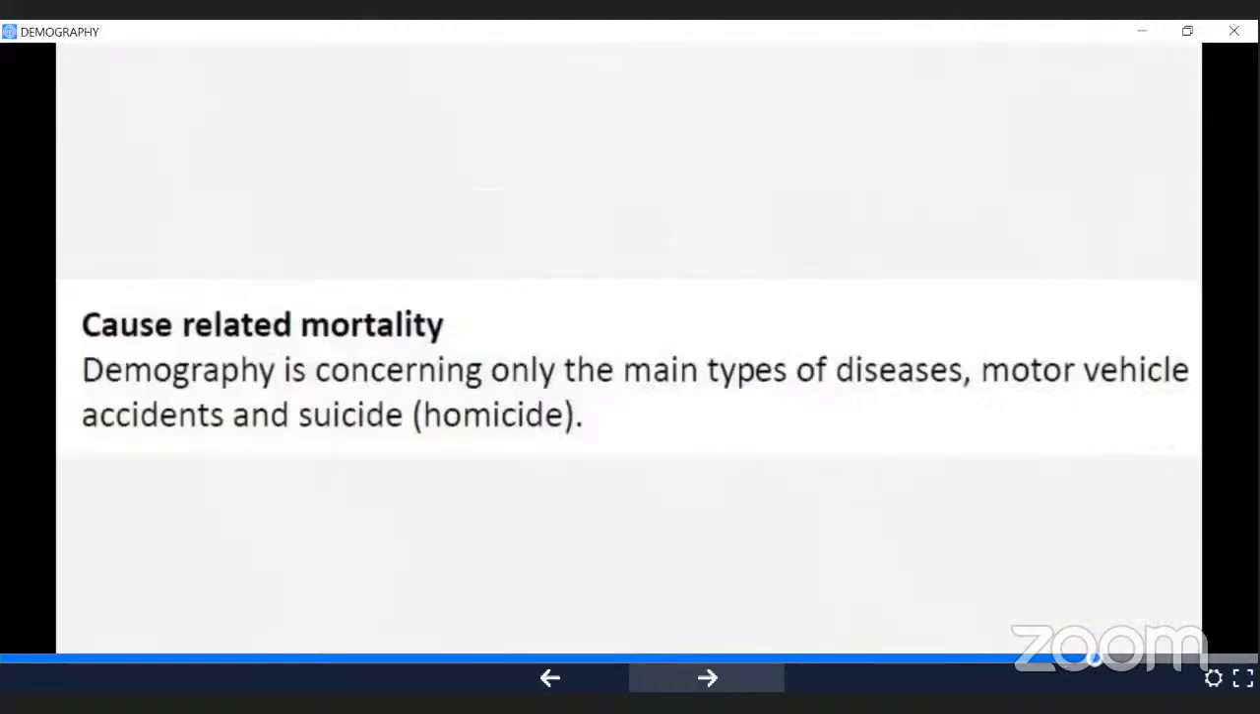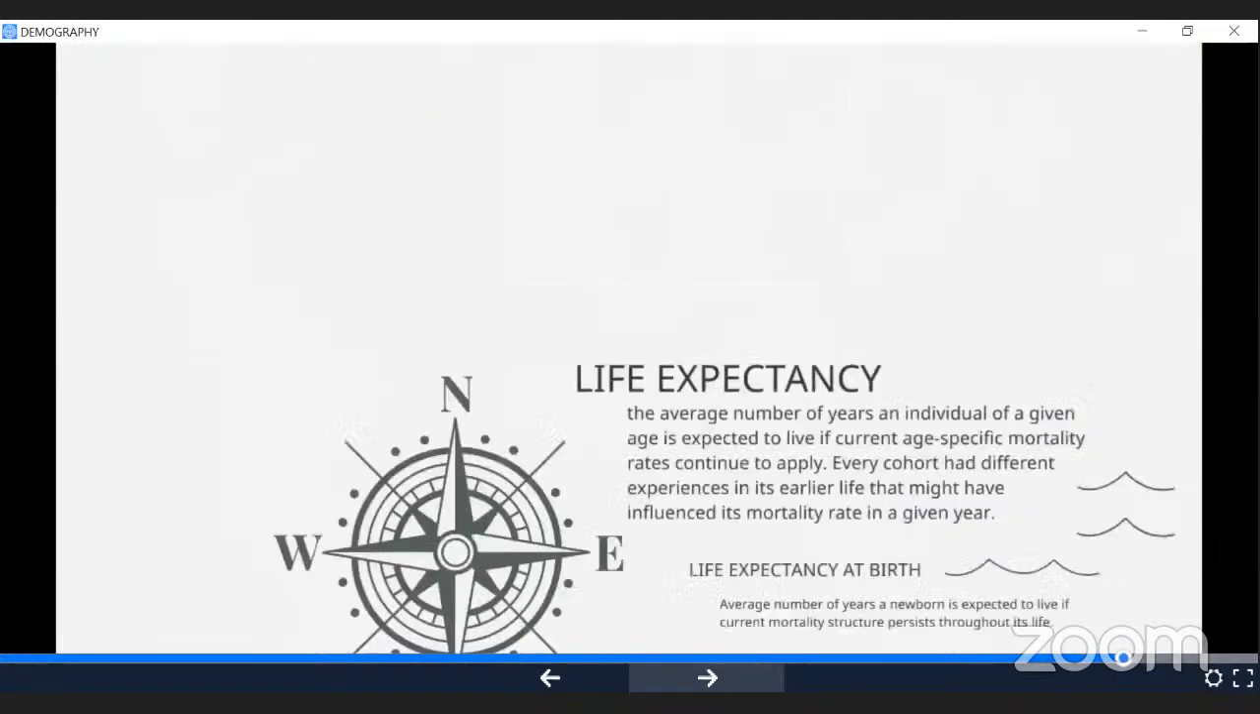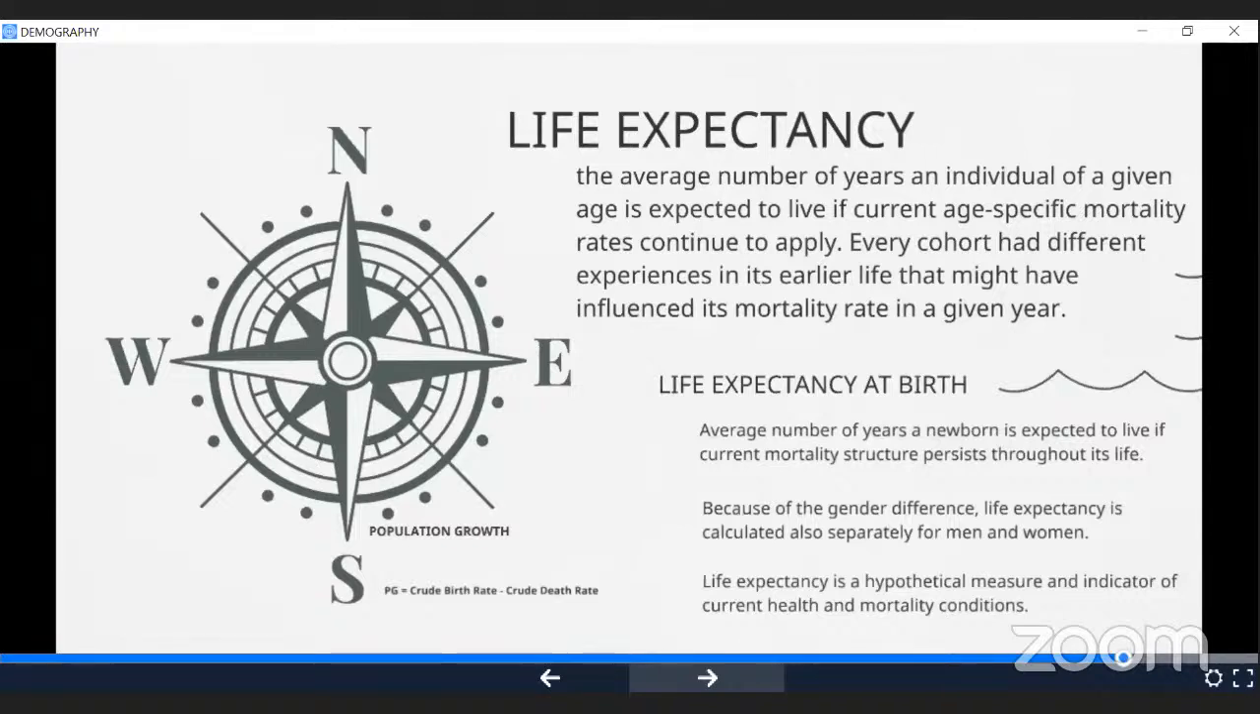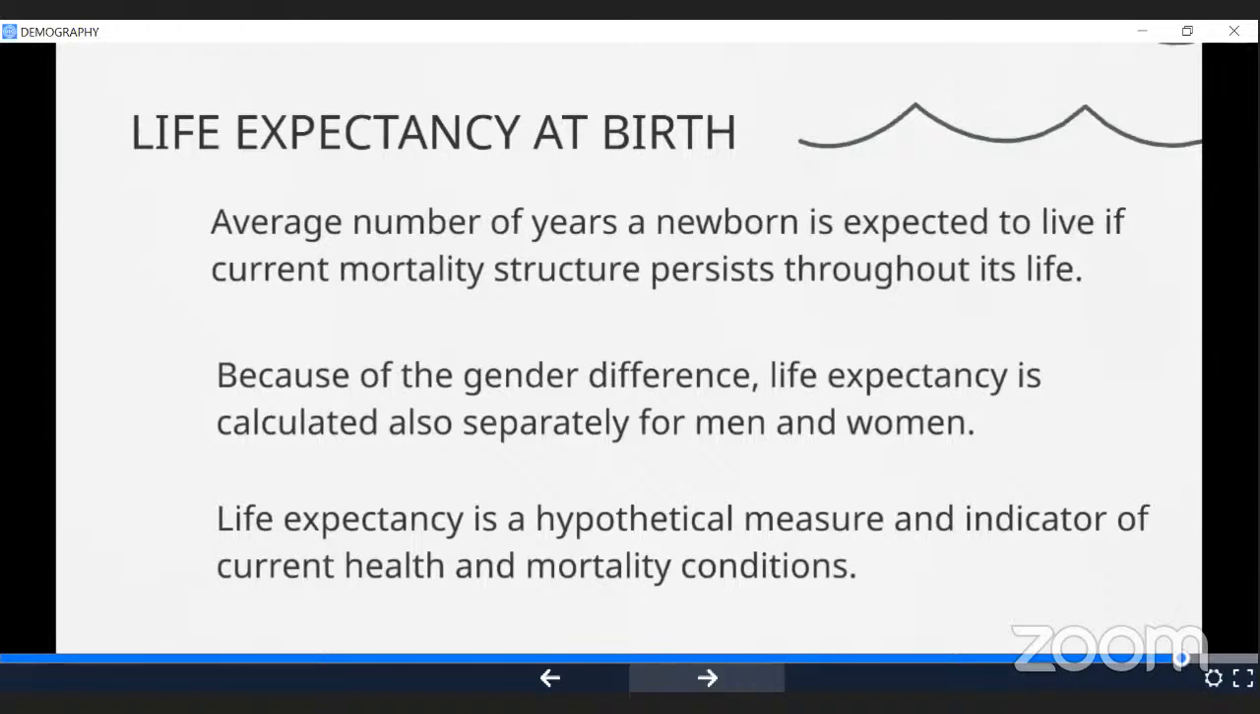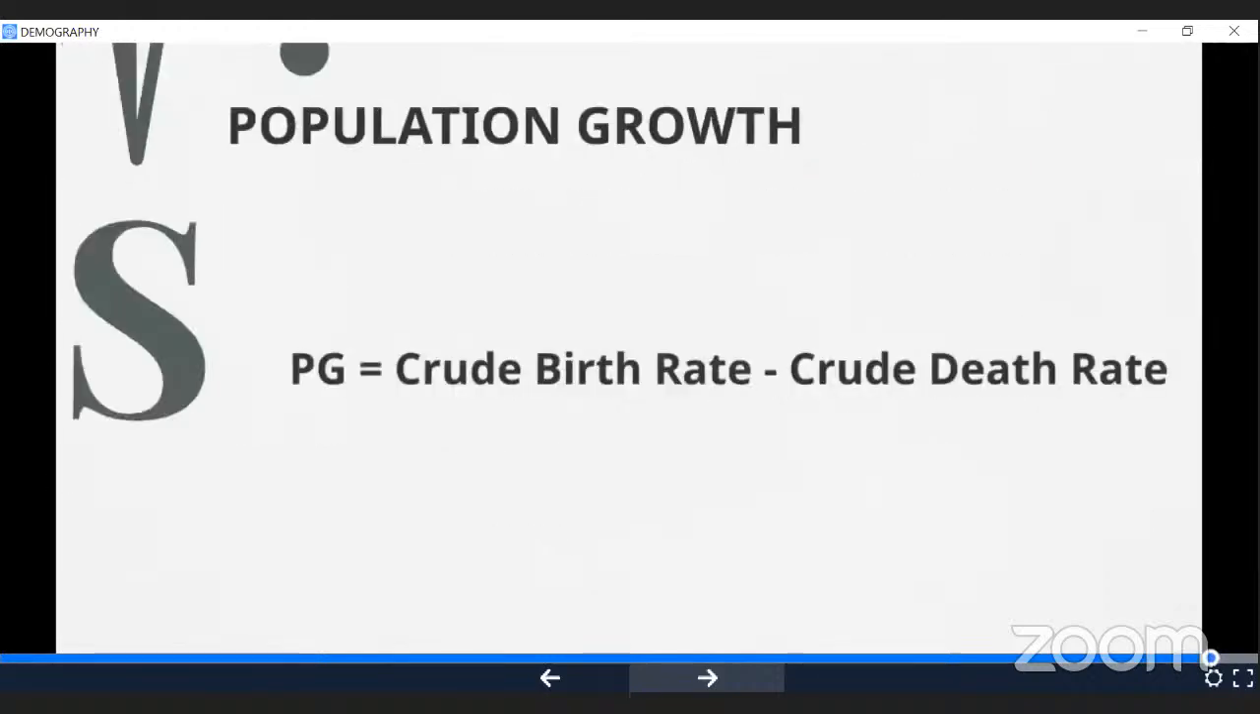Cost related would depend on your type of death. Your life expectancy would be the average number of years an individual of a given age is expected to live if current age-specific mortality rates continue to accrue. At birth, it is the average number of years a newborn is expected to live if the current mortality structure persists throughout its life. It could also be according to gender, and it's an indicator of current health and mortality conditions. Population growth is computed as crude birth rate minus crude death rate.